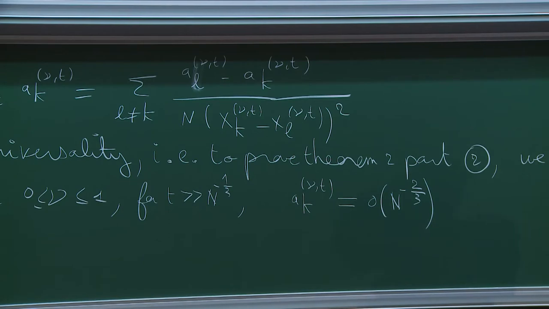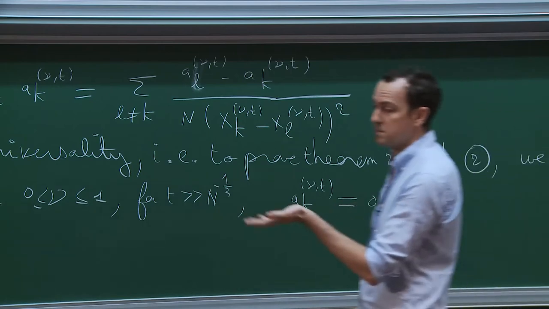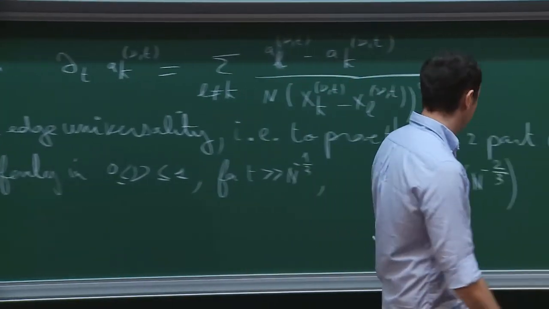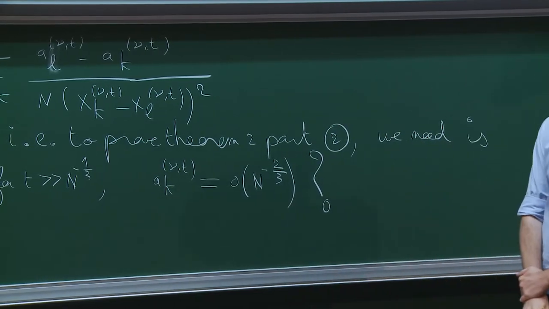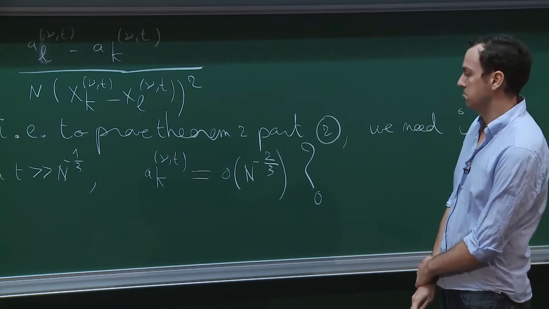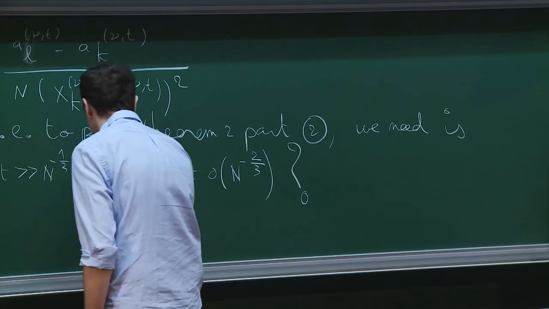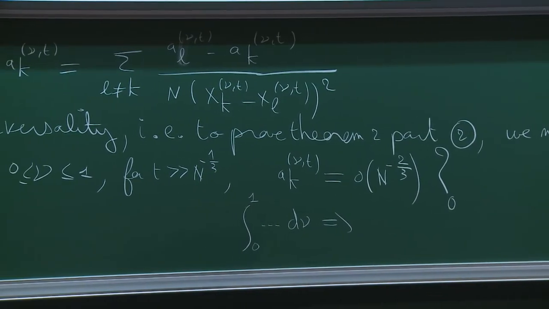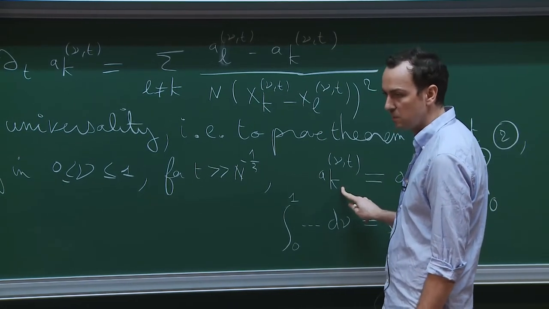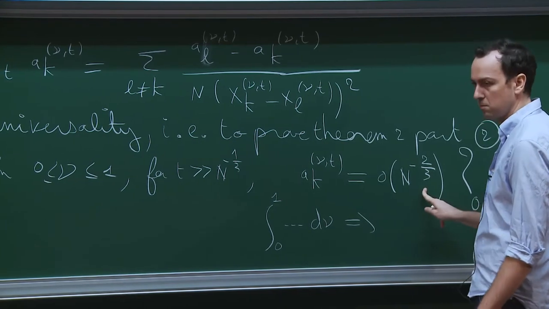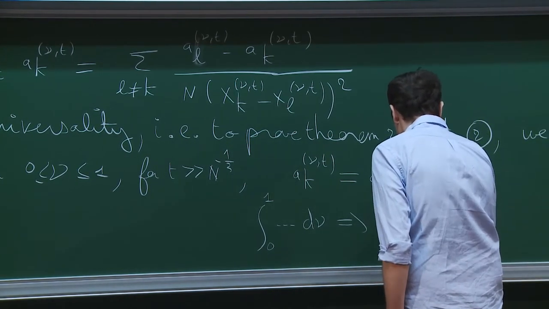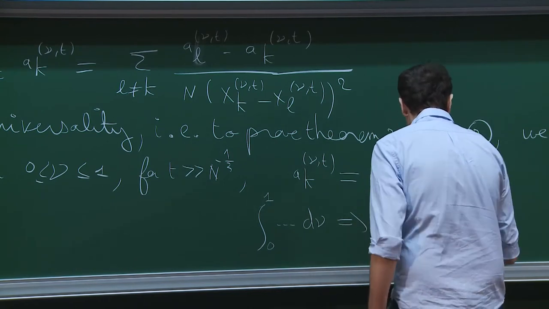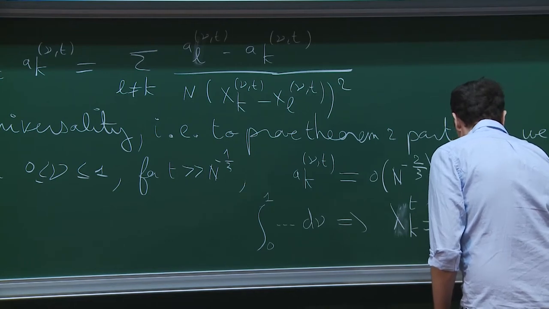So in the bulk, I was talking about the gap, so I needed to compare a_k and a_{k+1}. But at the edge, it's not about a gap. Your Tracy-Widom statistics is just about the distribution of the relative position. So if you can prove this, which is what we aim at doing, and you integrate over nu between 0 and 1, then from this estimate what you obtain is that the difference between x_k and lambda_k is going to be a small o of n to the minus 2/3. Here, s_k is my y. So lambda_k(t) is equal to y_k(t) plus a small o of n to the minus 2/3.